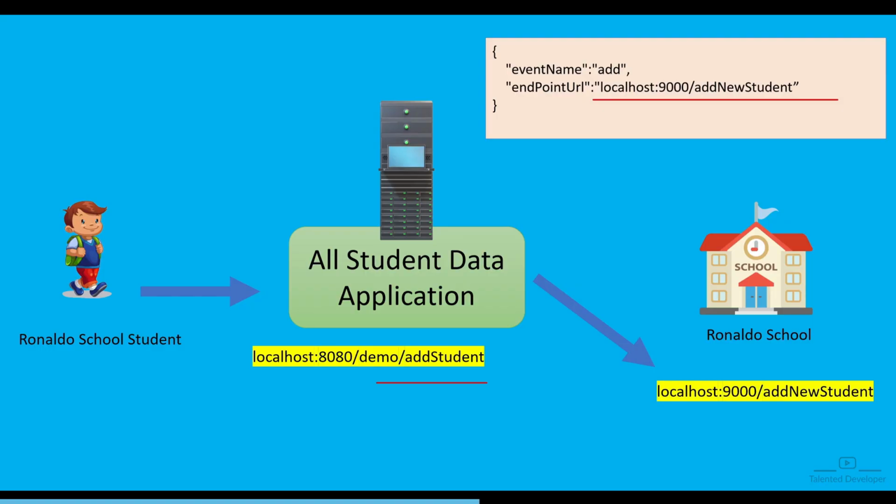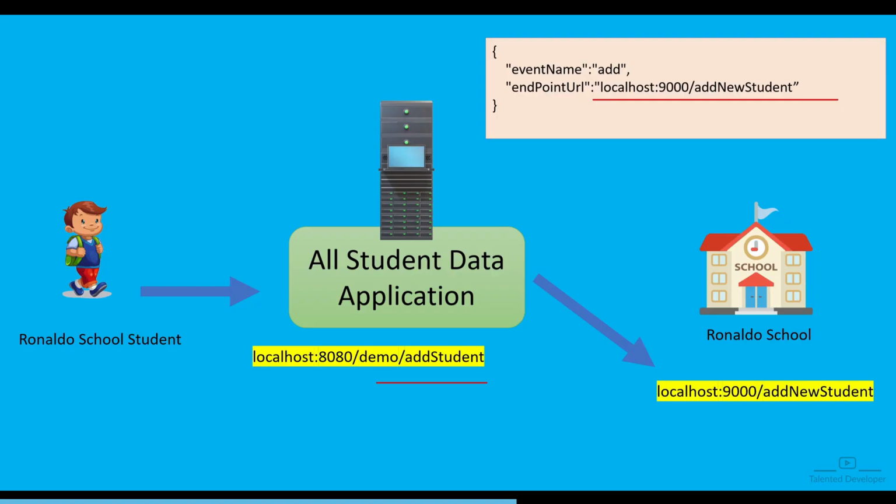So now what will happen? If a Ronaldo public school student tries to delete the data, at that time Ronaldo school will provide a different kind of API, so that student response will immediately go to that API. Similarly, many schools can now set their events for the add and provide their specific URL. So whenever any student comes, they will immediately get the data.